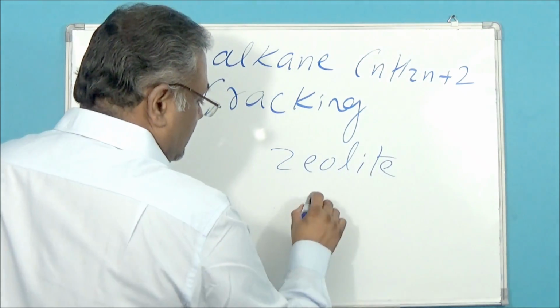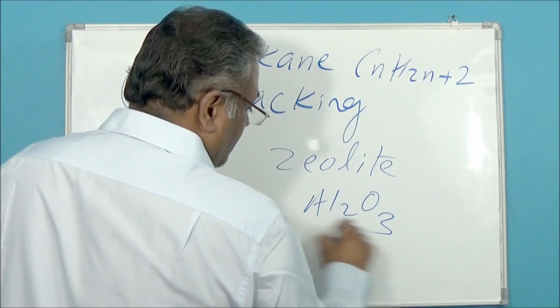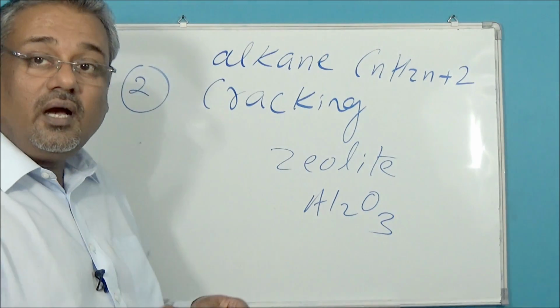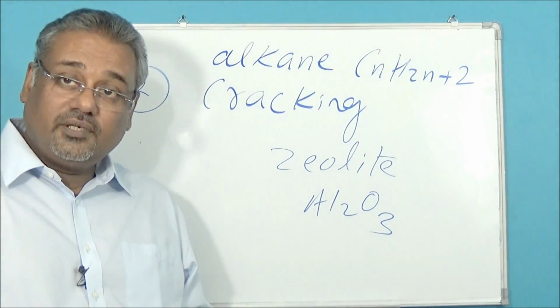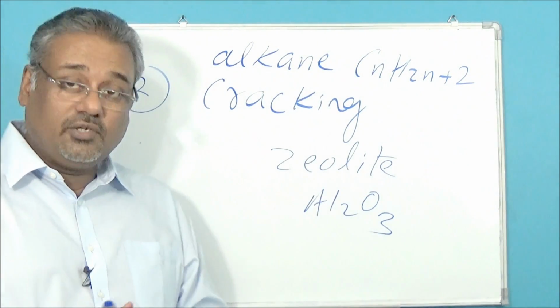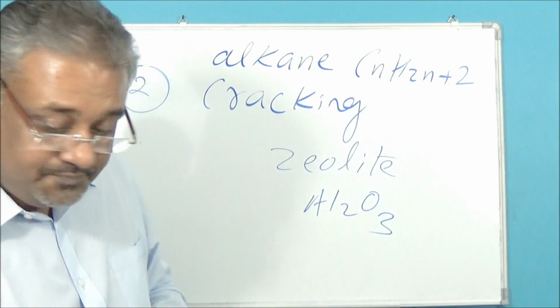You could also work with a catalyst such as aluminum oxide. Also, high pressure is recommended. So: 500 degrees Celsius temperature, high pressure, and a catalyst such as zeolite or aluminum oxide.